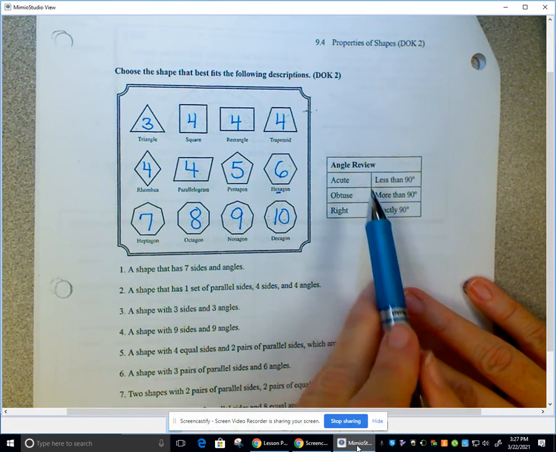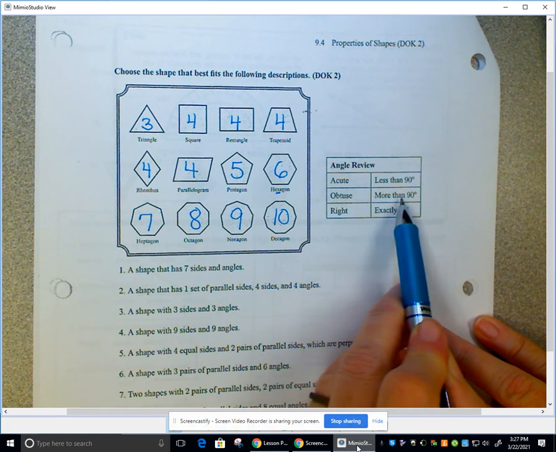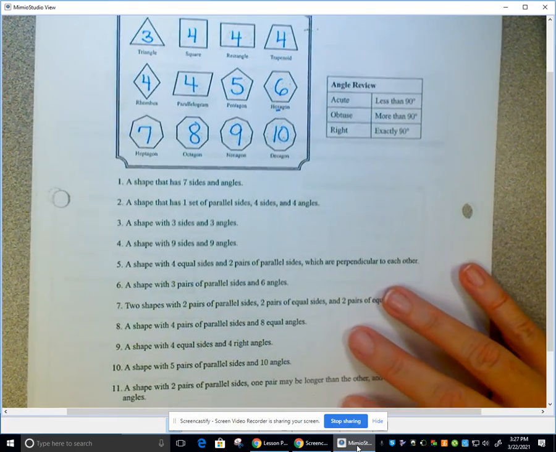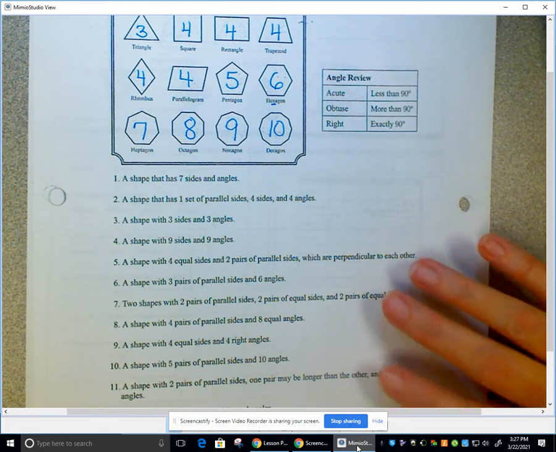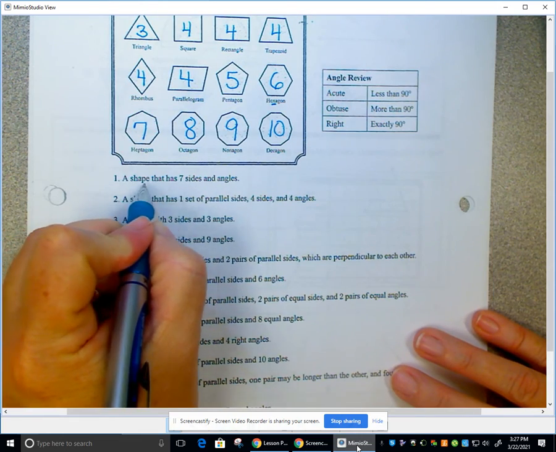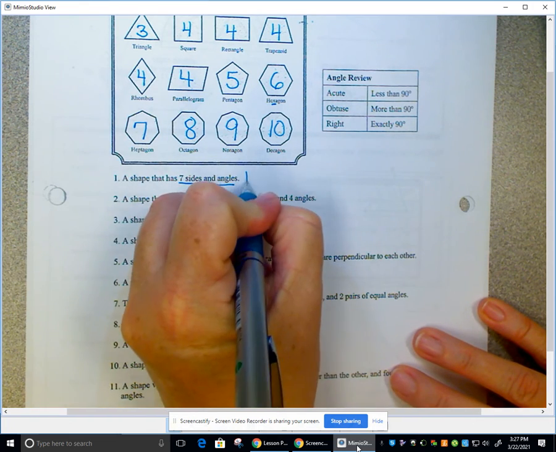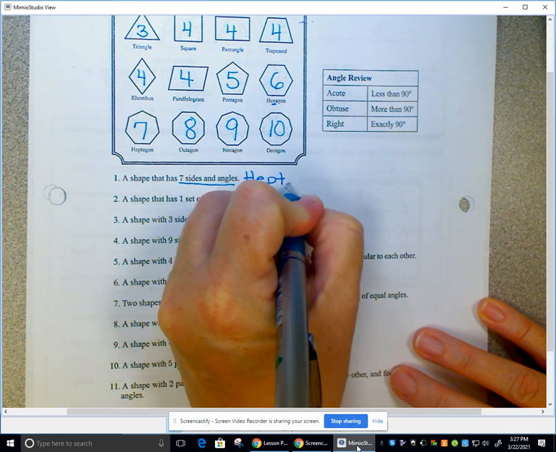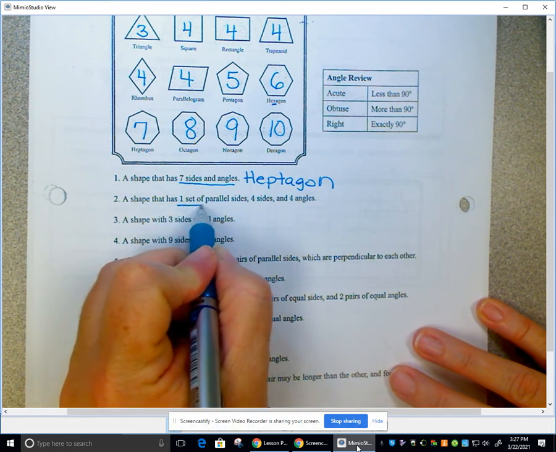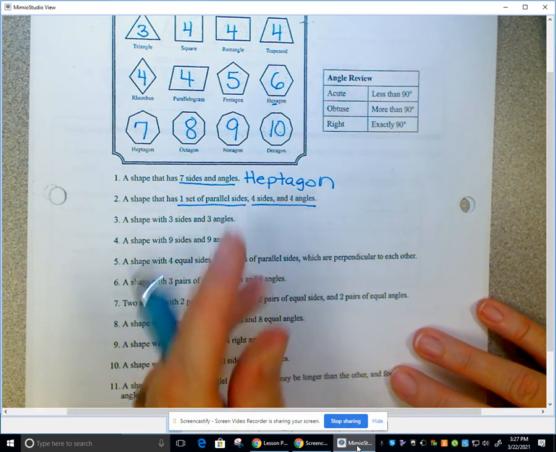And again, it's giving you an angle review. An acute angle is less than 90 degrees. An obtuse angle is more than 90 degrees. And a right angle is exactly 90 degrees. All right, let's see if we can name these shapes, these types of polygons. It says a shape that has 7 sides and angles. Well, we look here, that is a heptagon.